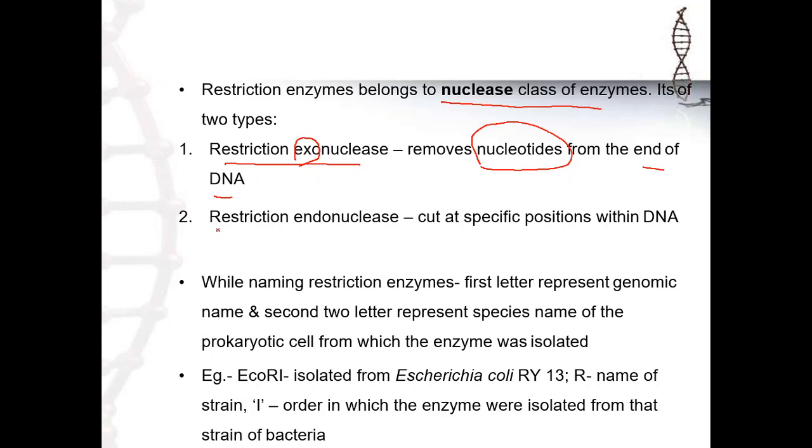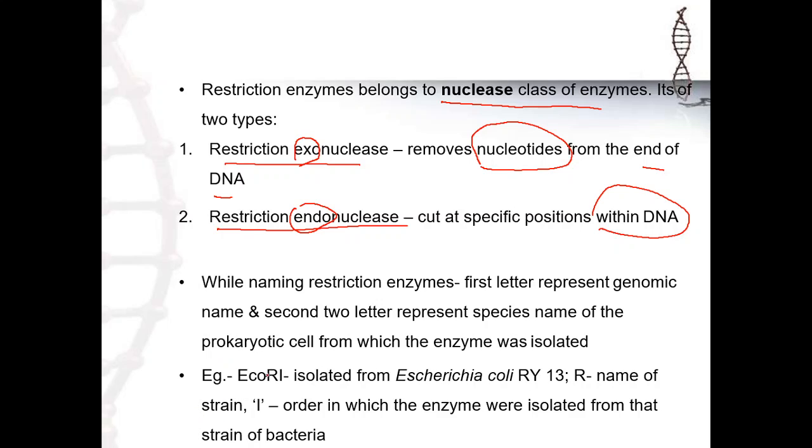Then we have another type of restriction enzyme. We have restriction endonuclease, which cuts at specific positions within the DNA. Sa tunga sila nag-cut sa DNA, from the word endo. Okay, take note for that. Para silang mga gunting, para silang mga scissors used to cut certain portions of the DNA strand, either within or on the end of the DNA. Okay. So while naming restriction enzymes, the first letter represents the genus name and the second two letters represent the specific name of the prokaryotic cell from which the enzyme was isolated.